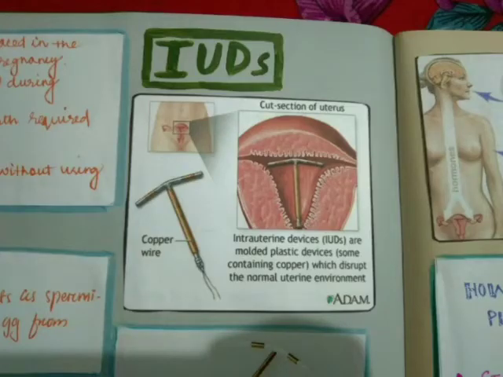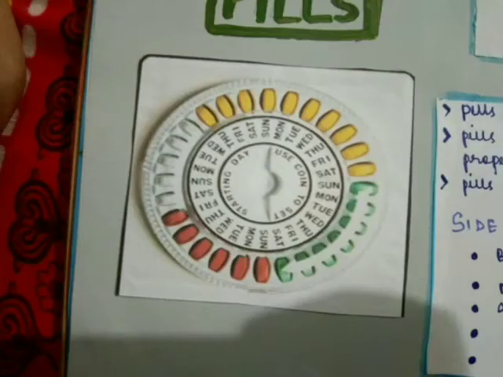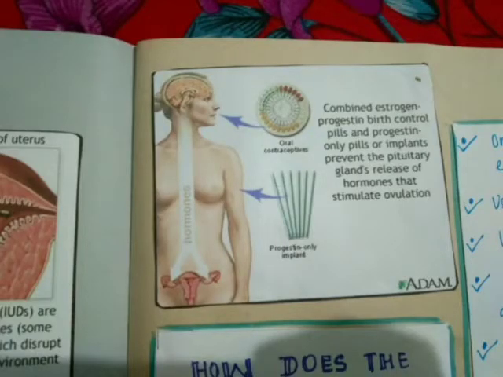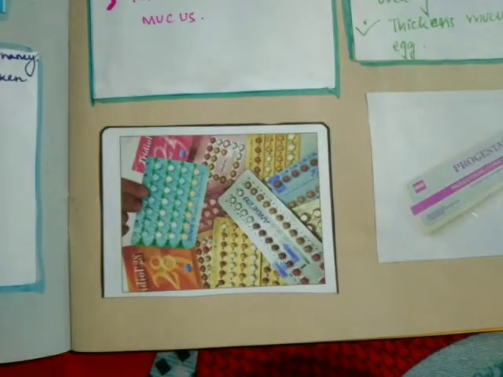The hormone-releasing IUDs, in addition, make the uterus unsuitable for implantation and the cervix hostile to the sperms. IUDs are ideal contraceptives for females who want to delay pregnancy and/or space children. It is one of the most widely accepted methods of contraception in India.